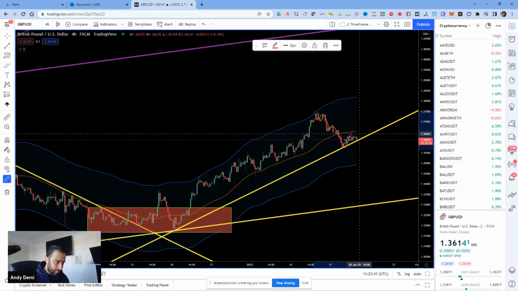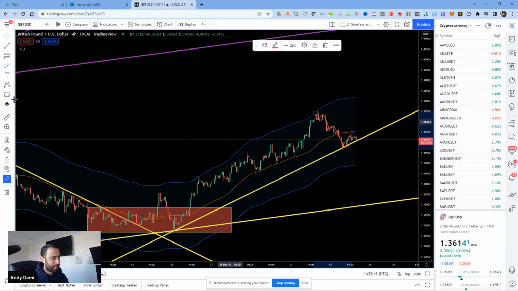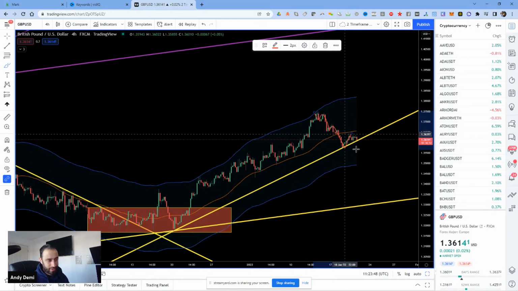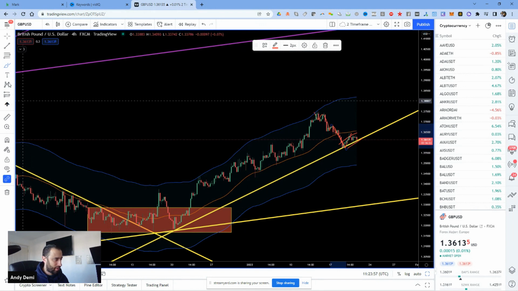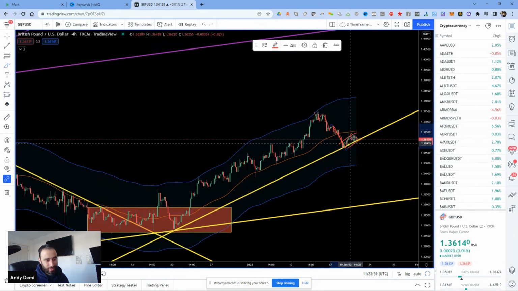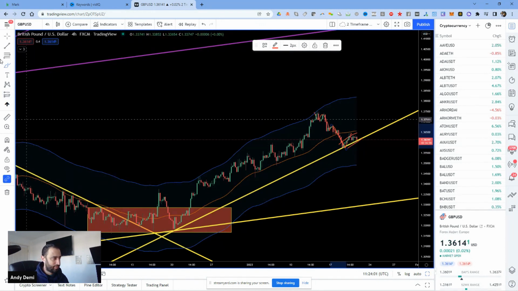Now, for those that understand patterns, you can see here, this looks like a bit of a flag pattern, right? So you've got this nice move down, and it just looks to me that we are basically flagging here. And again, that's a good sign for the bear side.